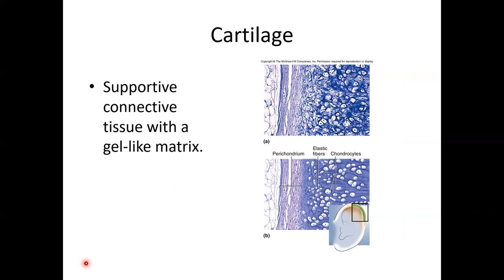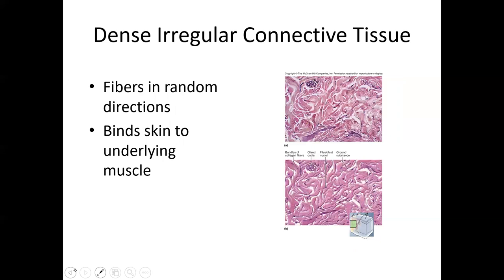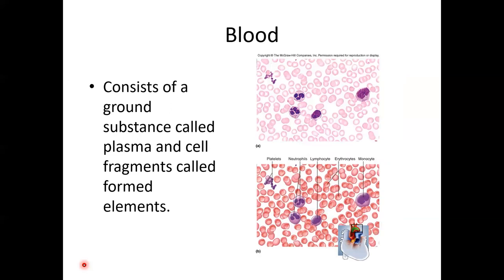Here's cartilage, more on that later. Here's bone, more on that later. And here's blood. Blood is a liquid, it's the only liquid tissue, but it is connective tissue. Remember your qualifications for connective tissue: cells and extracellular matrix. The cells here, you see, and the extracellular matrix is on here. Just here, the extracellular matrix is a liquid.